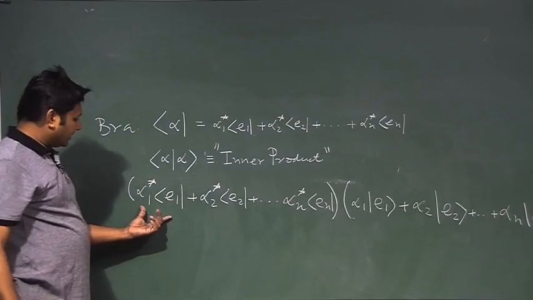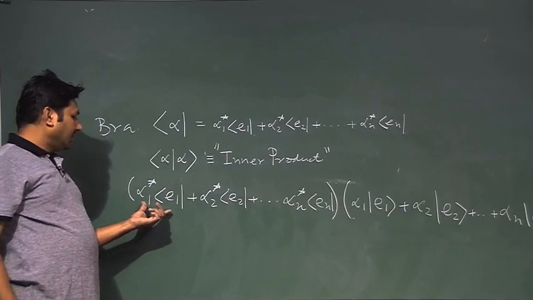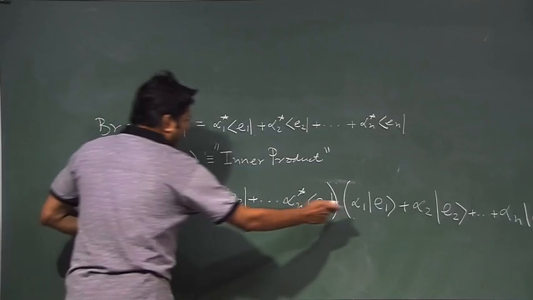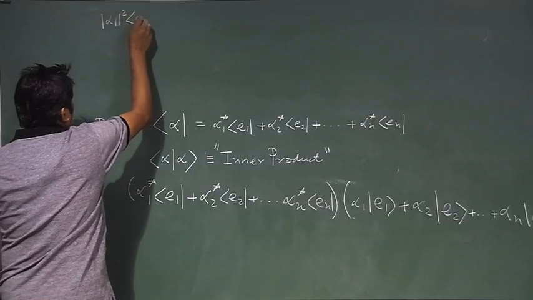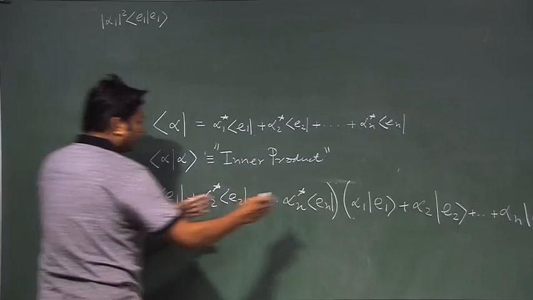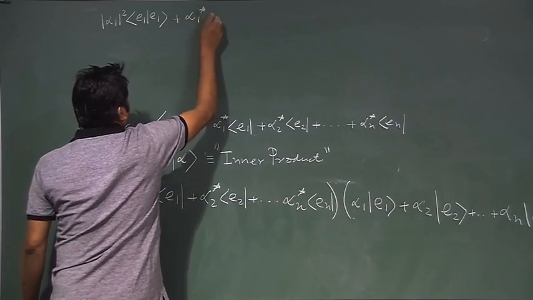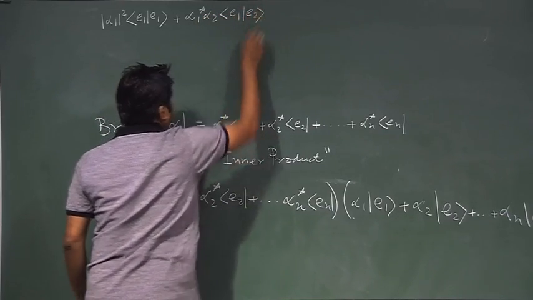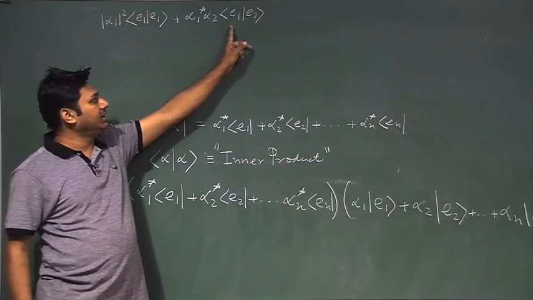What will be in my first term? Alpha 1 star alpha 1, E1 E1. If I write this alpha 1 star, this quantity gives me mod of alpha 1 square with the term E1 E1. Then if I multiply this to the second term, I will have something like alpha 1 star alpha 2, E1 E2. The first term is E1 E1, the second term is E1 E2.